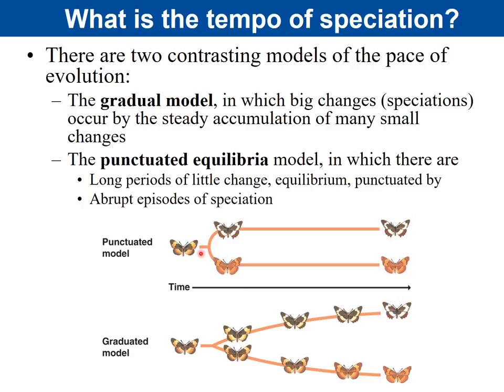So you might have a quick round of speciation, meaning it happens very quickly, and there are enough changes so that they have now formed two new species. And then you have long periods of time with no changes, and then maybe you get some more changes and you get some new species that way. And so these are the two contrasting modes for the pace of evolution.